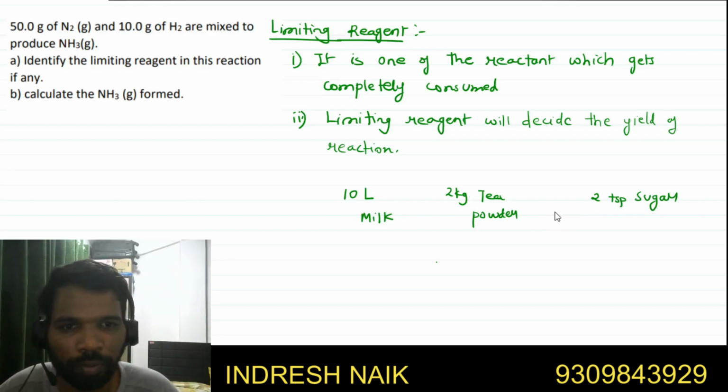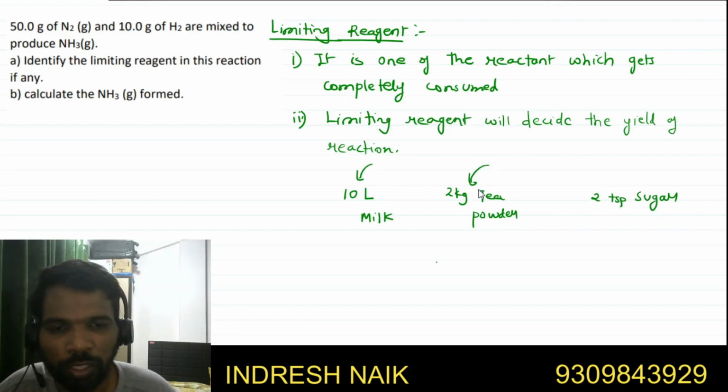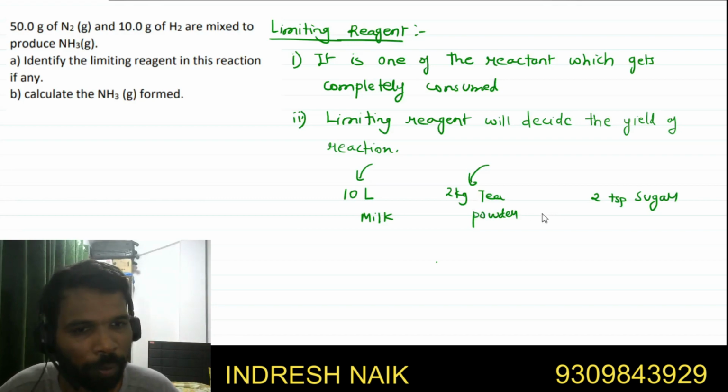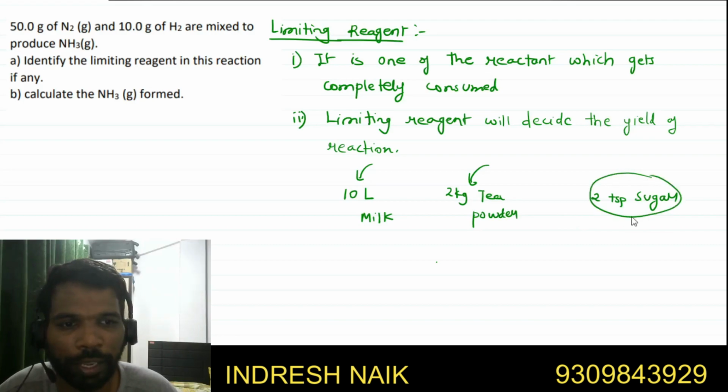A good tea, which will taste nice like a tea, means it should be properly sweet. So here sugar is in a very small amount, just 2 teaspoons. Although milk is in large quantity and tea powder is also in large quantity, you cannot prepare more than 1 cup. So here sugar is the limiting reagent.